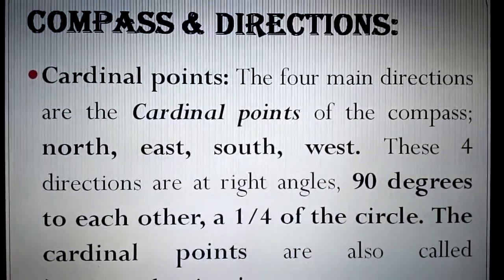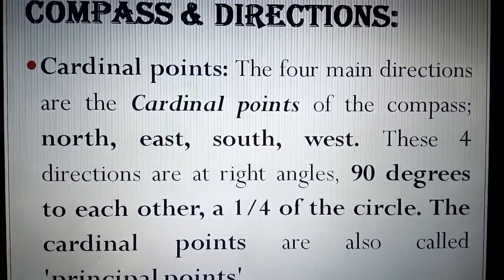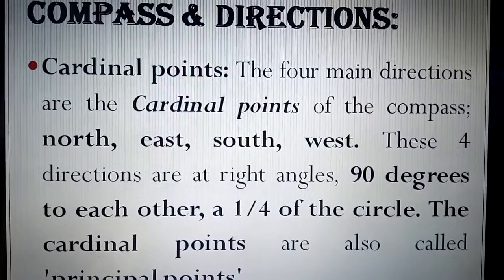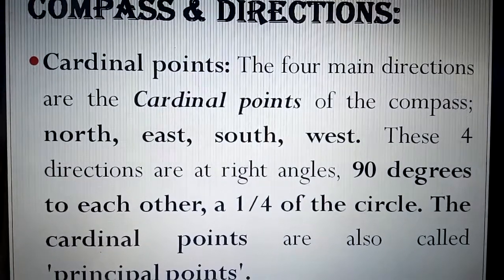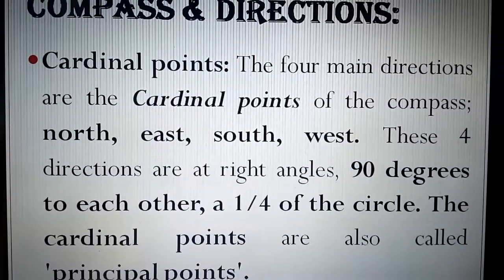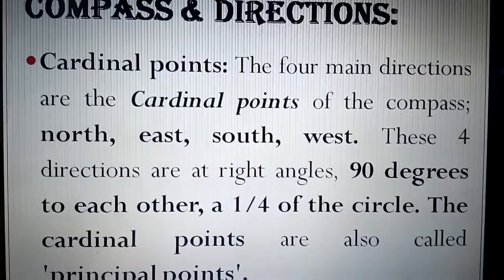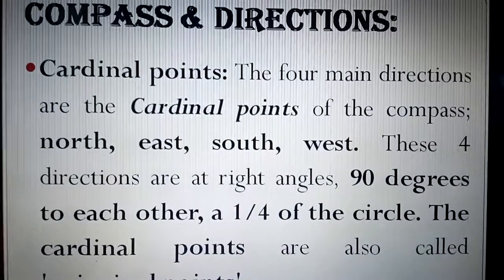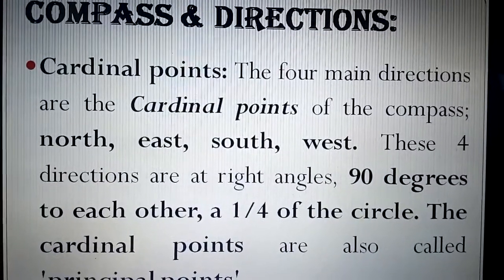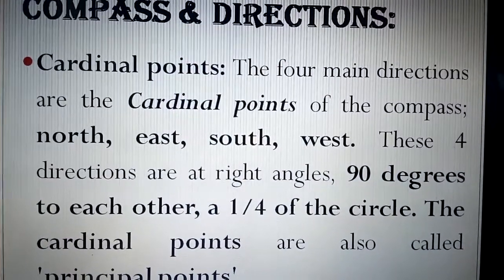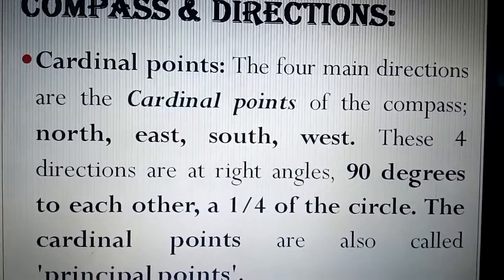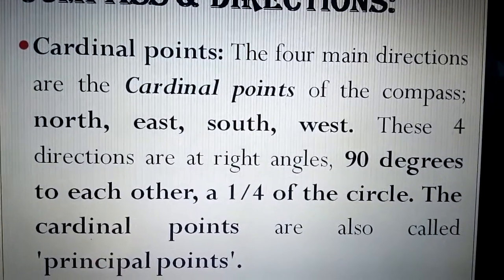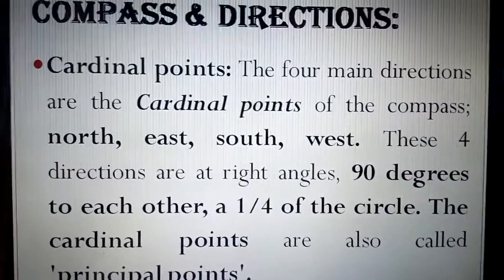Now we will see what the cardinal points are. The four main directions are the cardinal points of the compass, which are north, east, south and west. These four directions are at right angles, which is 90 degrees to each other, meaning a quarter of the circle. The cardinal points are also called principal points.